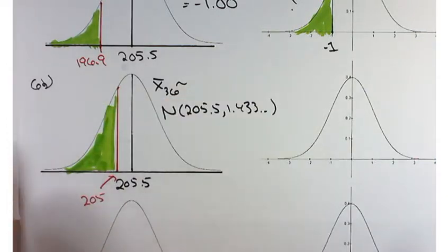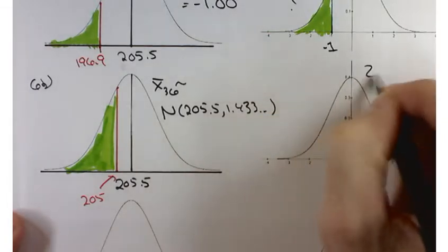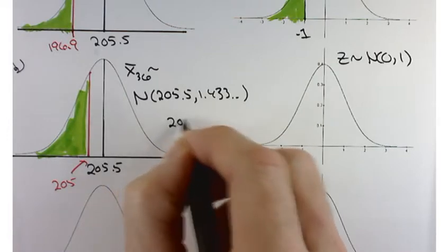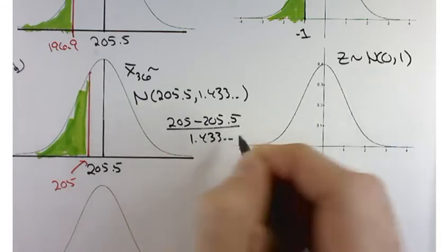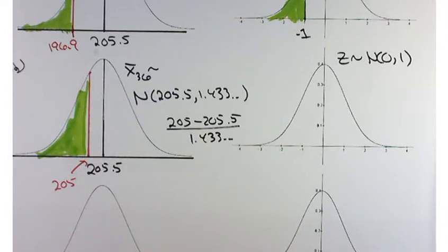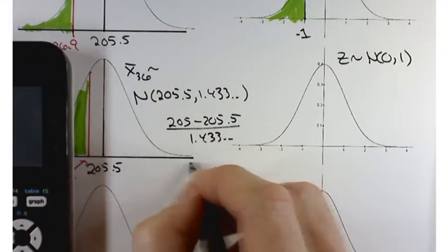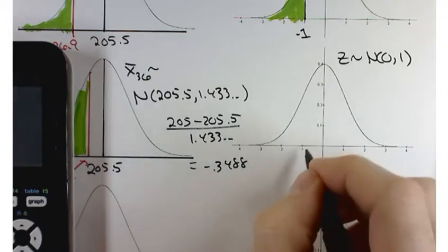We'll find that area by creating a z transformation, finding that area underneath the standard normal curve. So this is going to be z, which is distributed normally with a mean of 0 and a standard deviation of 1. (205 minus 205.5) divided by 1.433. All right, negative 0.3488. Now what you have to do is you have to be careful that you round this appropriately. In working with the z-tables, what digit do we need to round to? Hundredths. So this would be approximately negative 0.35.